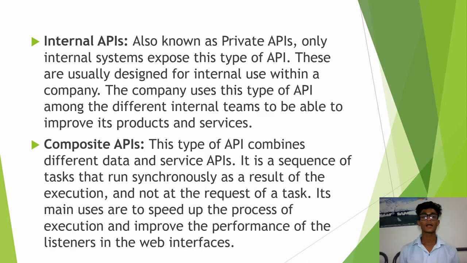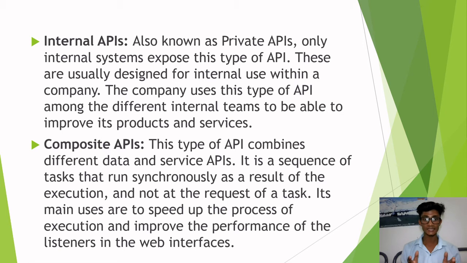Now let's understand the third type, which is internal APIs, also known as private APIs. So only internal systems exposed to this API are able to use these internal APIs. These are usually designed for internal use within a company. Let's suppose I have a company and there are different departments, and I just want the data to be transferred and shared between these two departments.